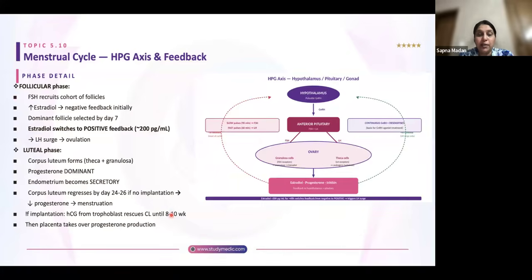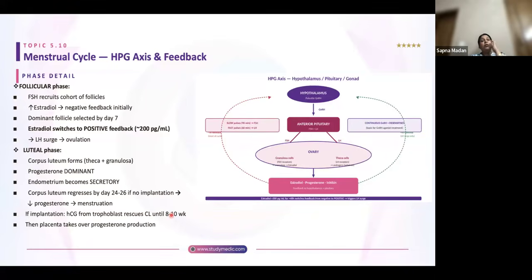In the follicular phase, there is a recruitment of follicles, there is increased estradiol, and therefore initially there is a negative feedback. Okay, so the estradiol will give a negative feedback to the pituitary to reduce the FSH secretion. And by day 7, a dominant follicle is selected. And once a dominant follicle is selected, the estradiol levels will start rising significantly. And once they reach a level of 200 picograms per ml, estradiol shifts to a positive feedback mechanism.